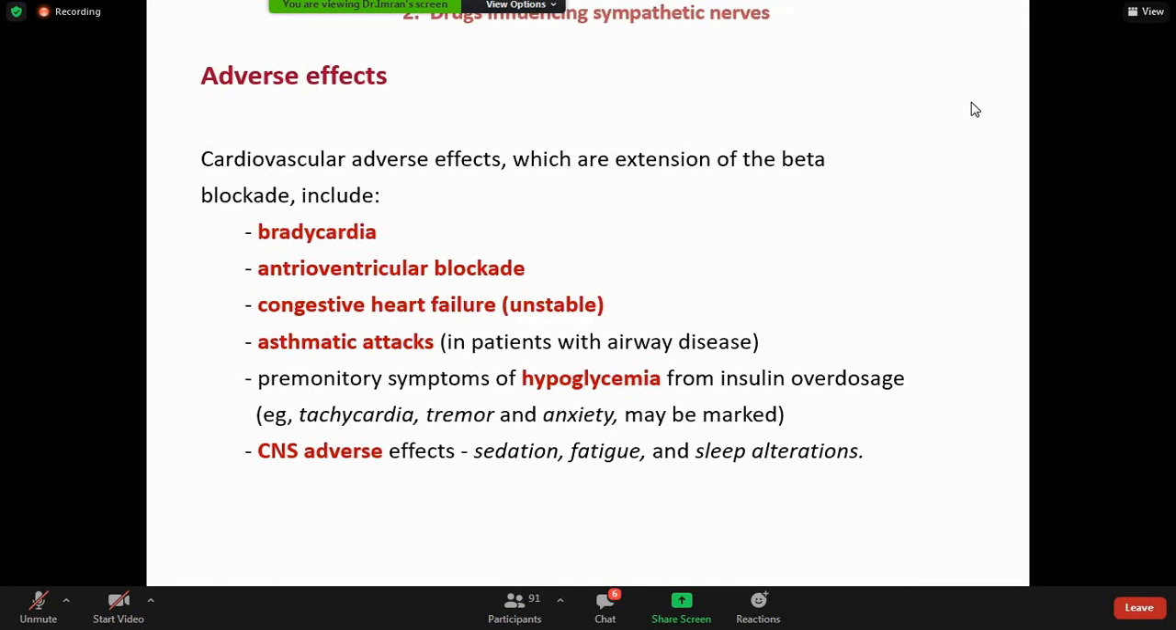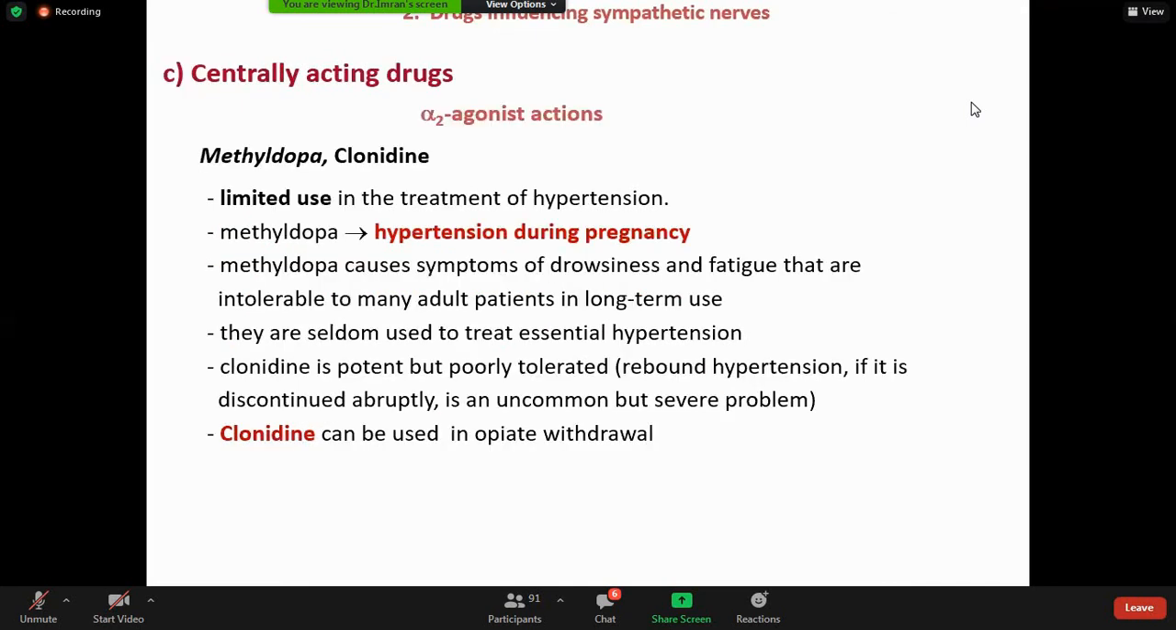Adverse effects: cardiovascular adverse effects, which are an extension of the beta blocking activity. When it slows down the heart rate, it will cause bradycardia, atrioventricular block due to decreased conduction, congestive heart failure, and unstable asthmatic attack in patients with airway disease. It can also mask premonitory symptoms of hypoglycemia from insulin overdosage. CNS adverse effects include sedation, fatigue, and sleep alteration. These we have already discussed.